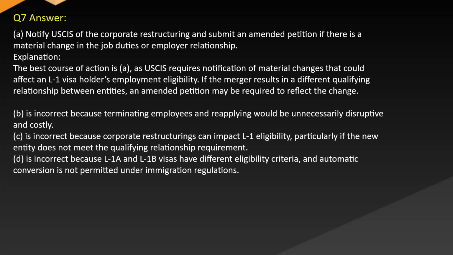B is incorrect because terminating employees and reapplying would be unnecessarily disruptive and costly. C is incorrect because corporate restructurings can impact L-1 eligibility, particularly if the new entity does not meet the qualifying relationship requirement. D is incorrect because L-1A and L-1B visas have different eligibility criteria and automatic conversion is not permitted under immigration regulations. Question 8.